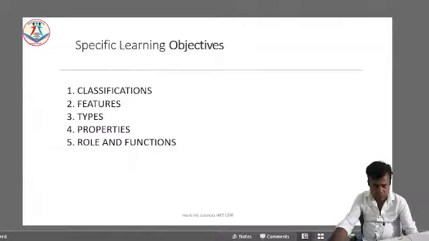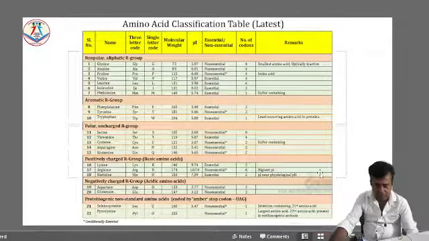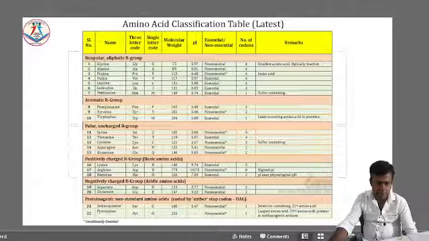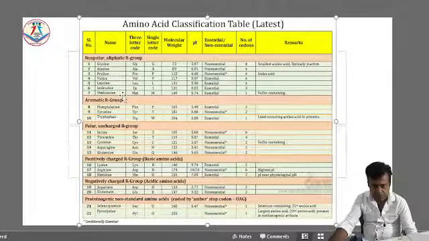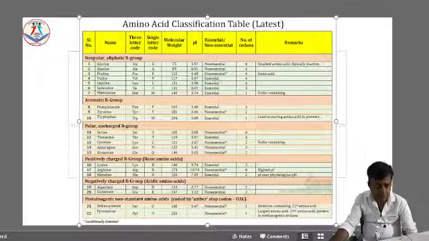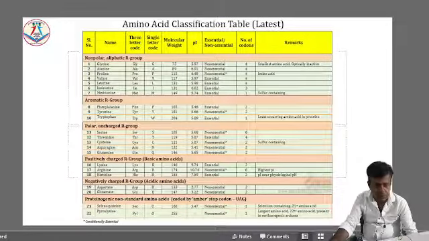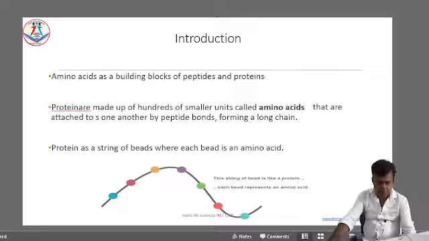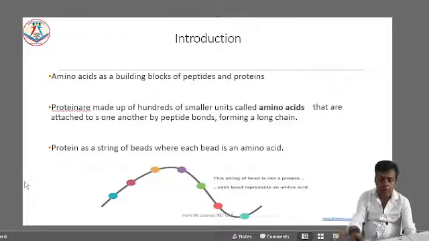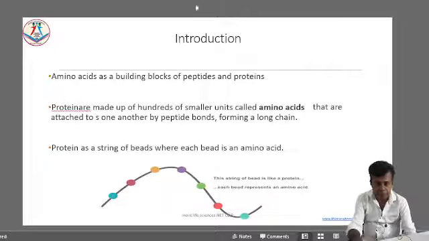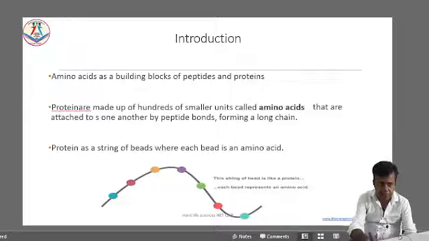So we discussed in the last lecture the amino acid classification. This is a summary form. I don't think you are visualizing it perfectly. So I'm coming over that. What we have discussed, I must remind you, amino acid is the building block of peptide and protein, and there are hundreds of amino acids. Okay, hundreds of amino acids, not one.